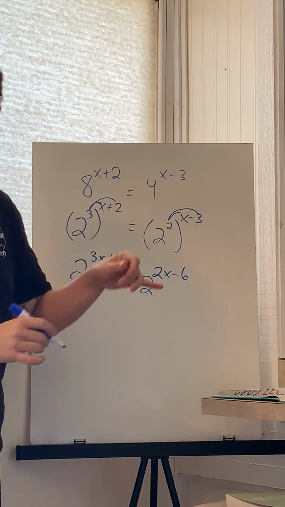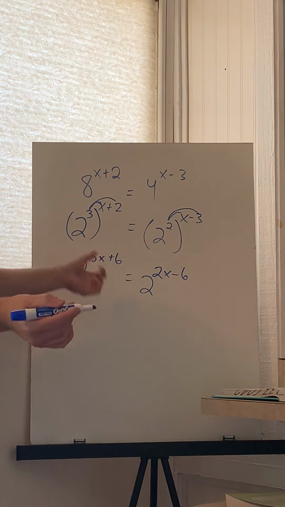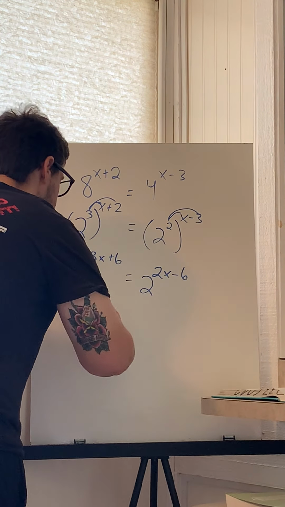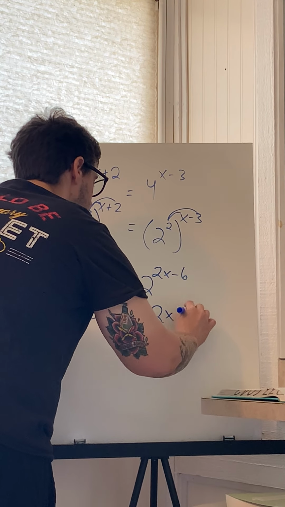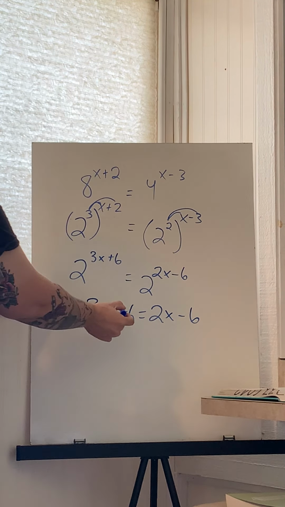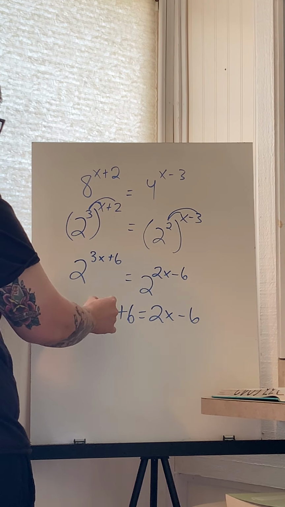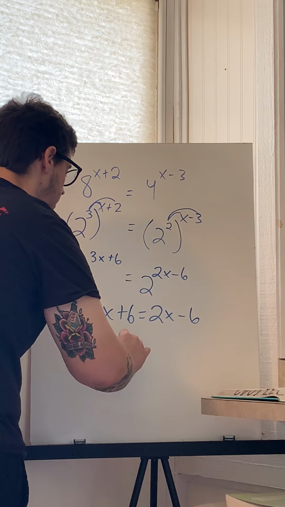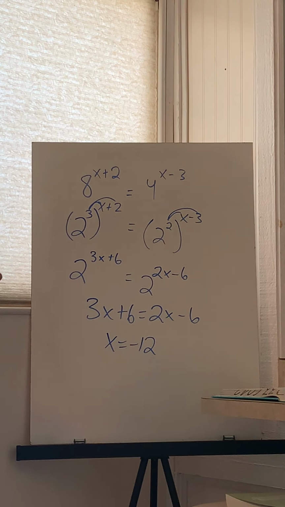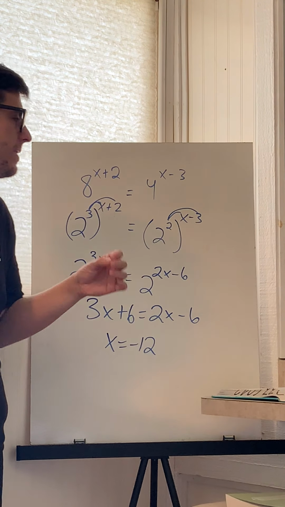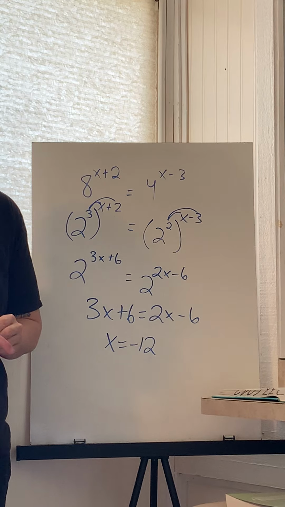And now that we have it written as powers of the same base, just like before, we drop the base, set the exponents equal to each other, and solve. I will subtract 6 on this side. I will subtract 2x to this side, so we get x equals negative 12. So that is just a matter of manipulating the bases so that they are the same first, and then setting the exponents equal to each other.